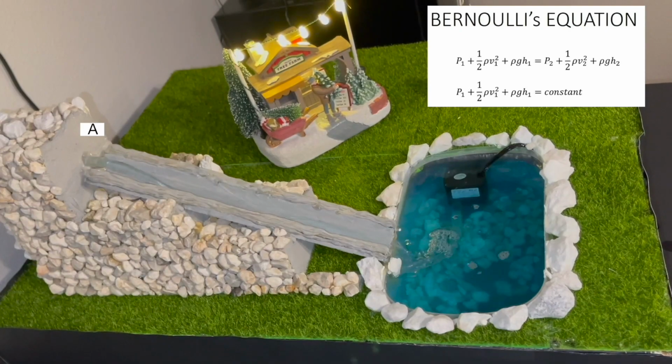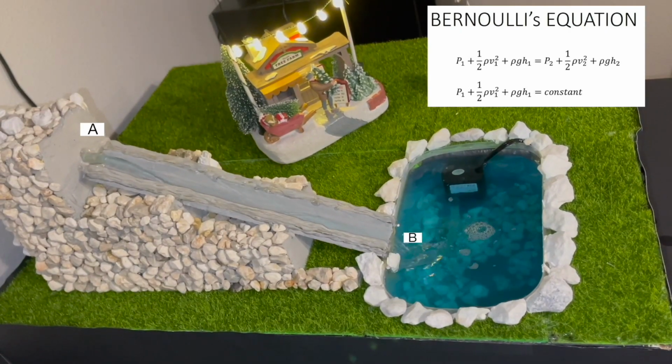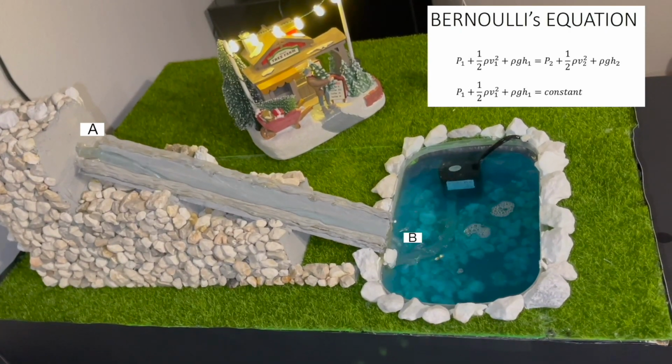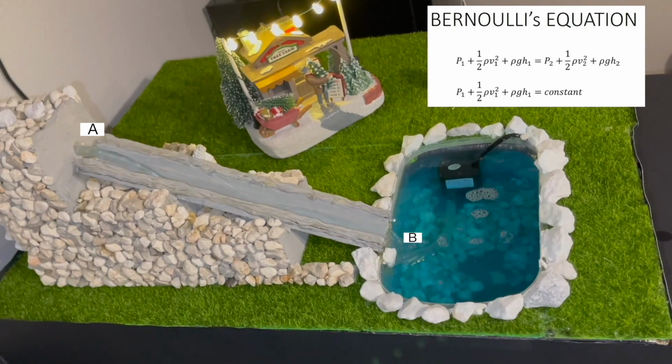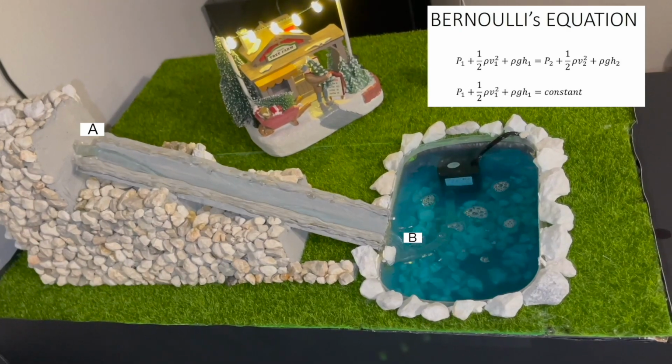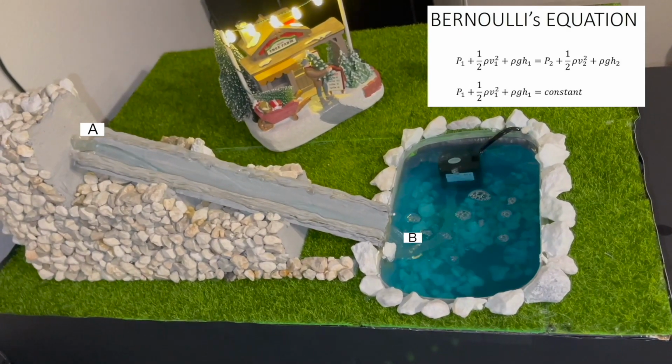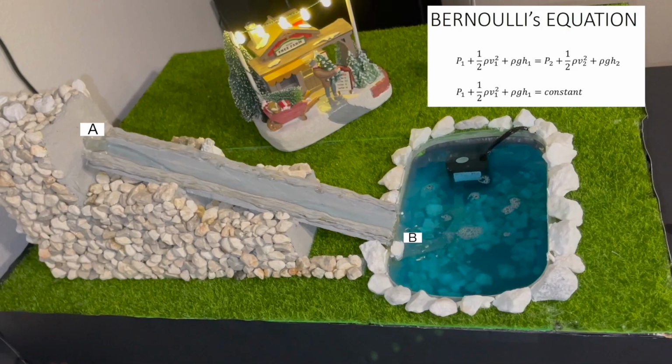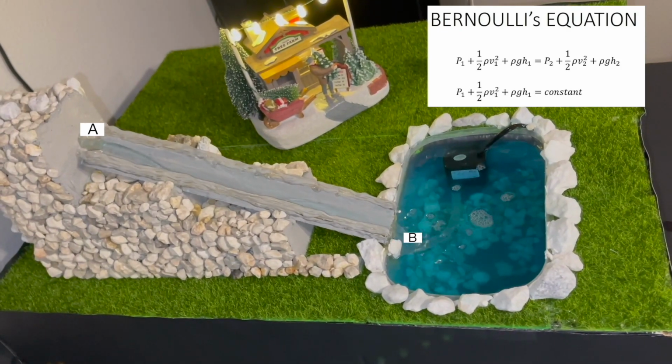Now we will be covering Bernoulli's equation. We will be applying Bernoulli's equation at point A and point B. Point A will be the same point A as before at the top of where the water starts flowing, and point B will be our ground zero where the water starts flowing into our lake.